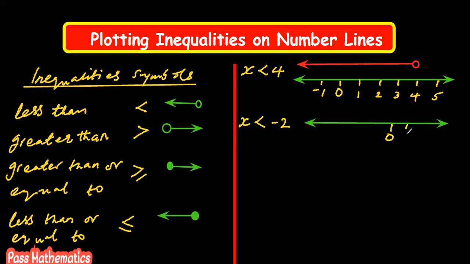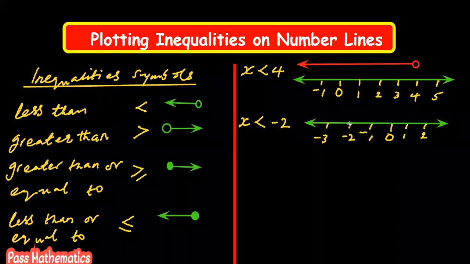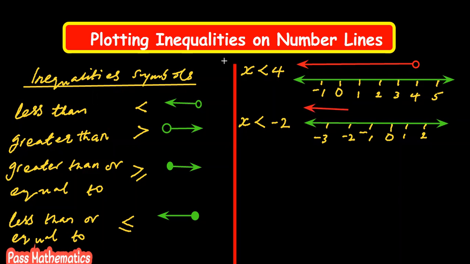0, to the right is positive numbers, and to the left we should have our negative numbers. And this is 1, minus 1, minus 2, minus 3. Okay, so x is less than minus 2 again. So we're going to start from minus 2. This is minus 2 here. So we draw the arrow to the left again, and then we put this little circle, unshaded, to show that it is less than.